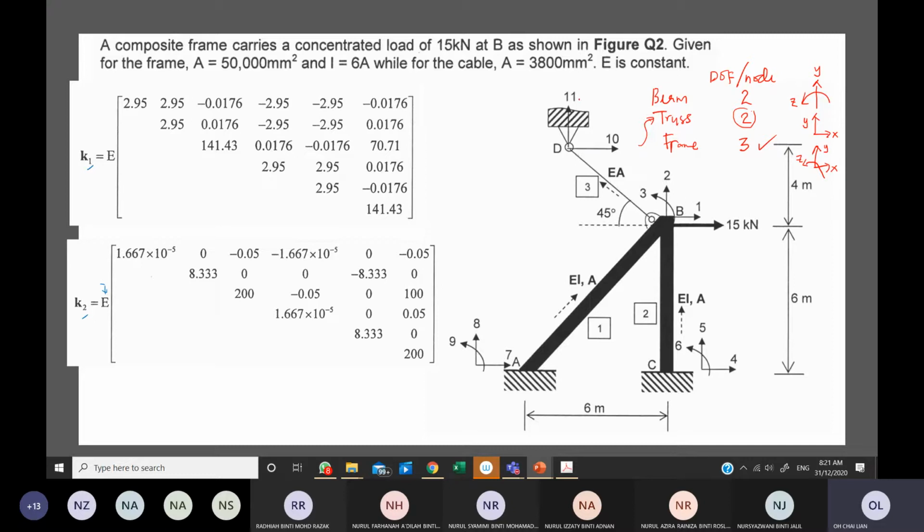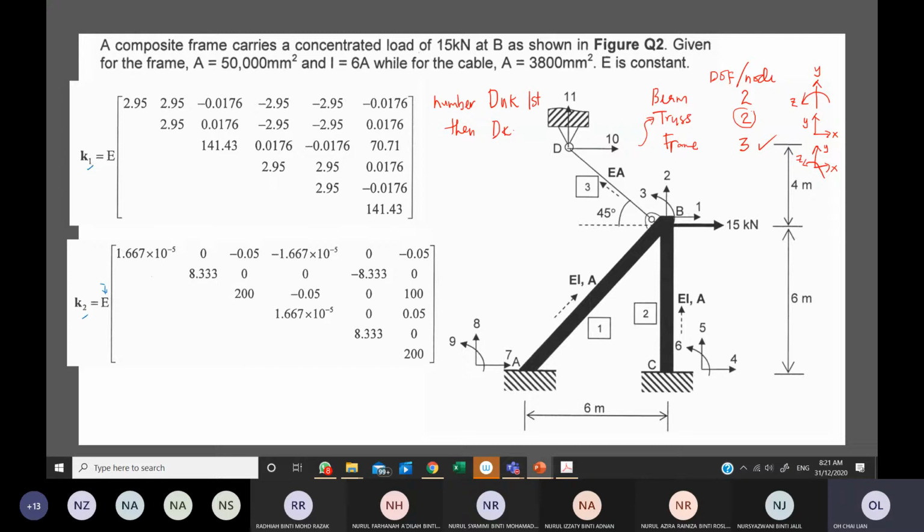But if these are not given to you, you need to give a number. We have rules to give a numbering or coding to these DOF. Remember, we need to number the unknown displacements first, then the known displacements. So you need to identify which DOF is known and which DOF is unknown.